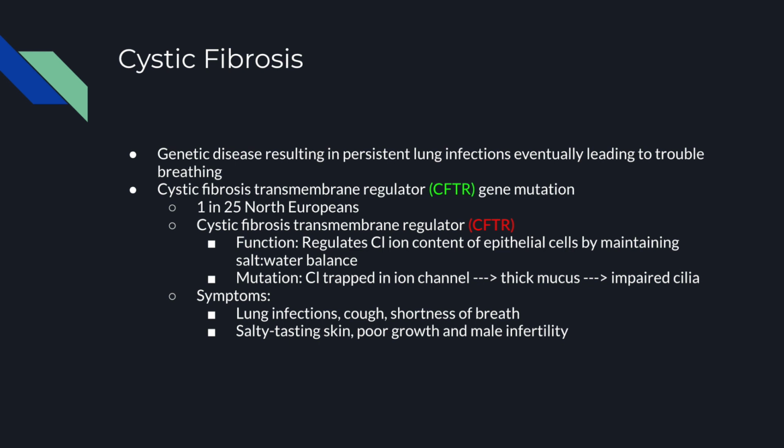This in turn impairs the cilia, which is supposed to push mucus and bacteria out of the respiratory tract. Failure of the cilia to execute these functions leads to an array of symptoms, such as persistent lung infections, cough, and shortness of breath. Among those symptoms, sufferers also tend to present other symptoms, such as salty tasting skin, poor growth, and male infertility.